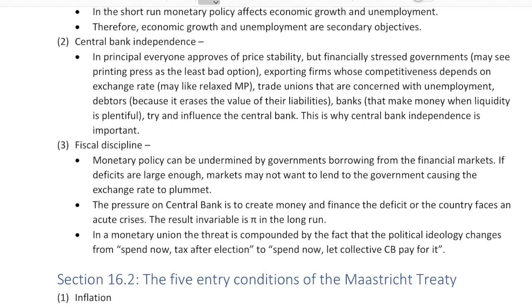So those governments may end up using their printing presses excessively, which in turn makes the price unstable. Okay. The second group of people that would benefit from price instability are exporting firms whose competitiveness depends on the exchange rate, right? And therefore, they may like a relaxed monetary policy. Why is that the case? Think about it. If the monetary policy was relaxed in the sense that interest rates were too low for too long, it would cause inflation locally and prices would rise. If prices rise, then the export prices rise as well, right?